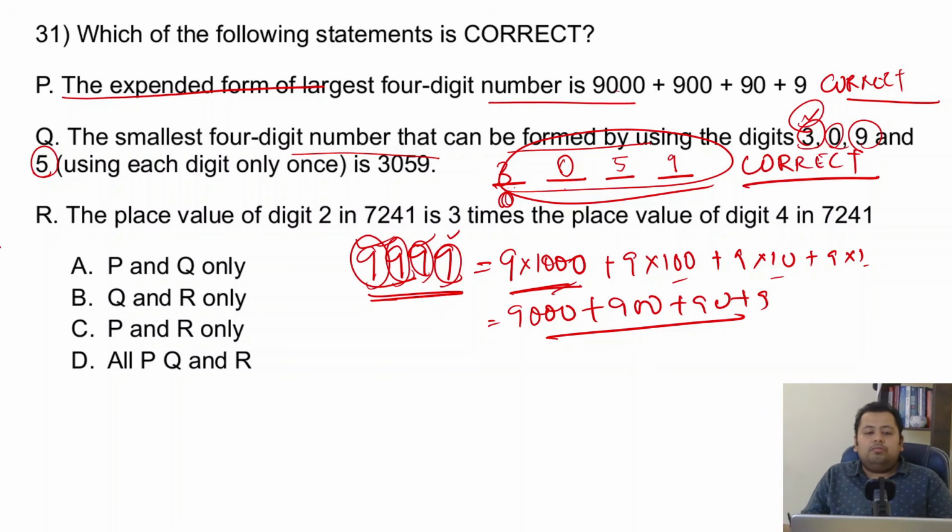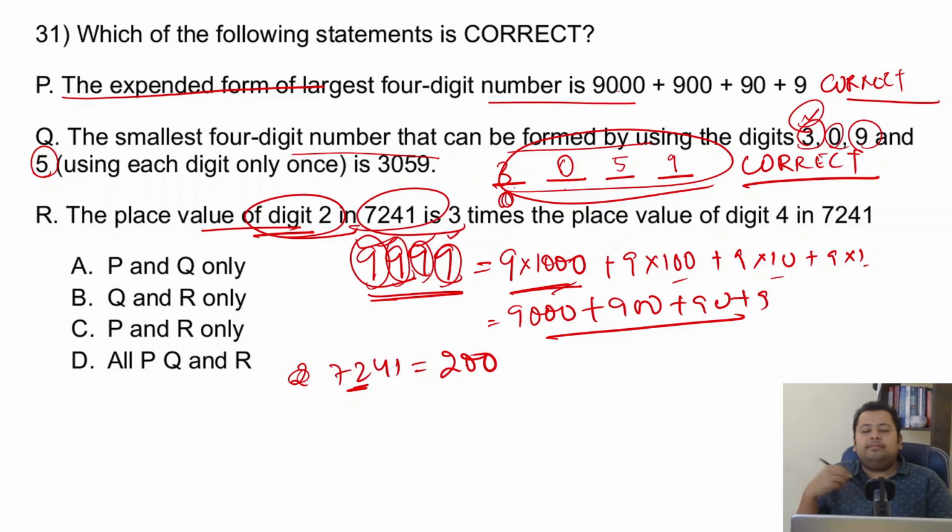Now let's go to point number R. The place value of digit 2 in 7241. Now, what is the place value of digit 2 in 7241? The place value of digit 2 in 7241 is nothing but 200. Okay? And the place value of digit 4 here is what? It is 40. Correct?